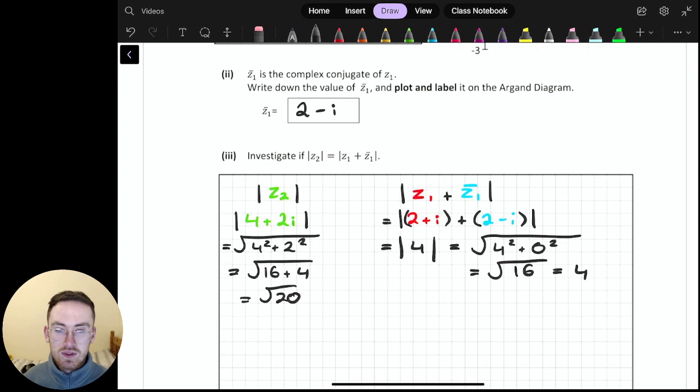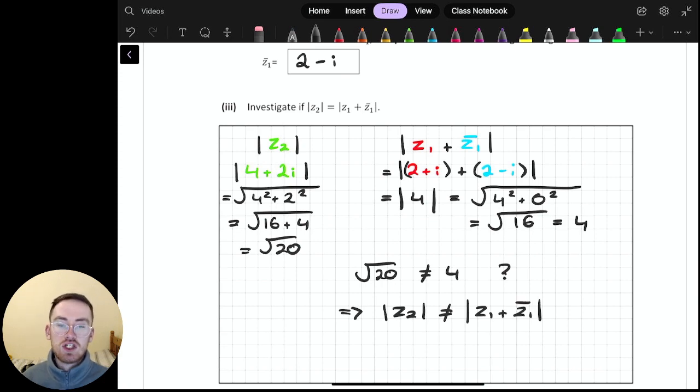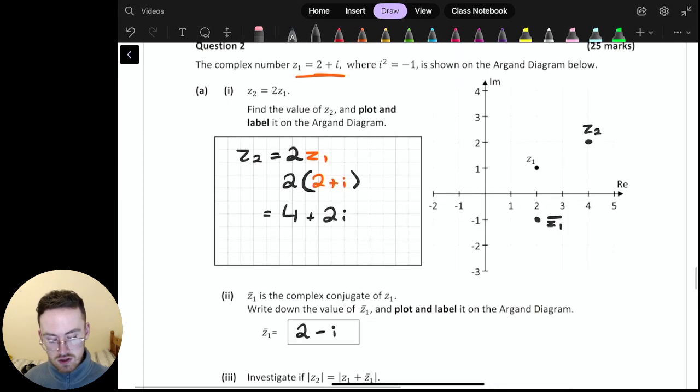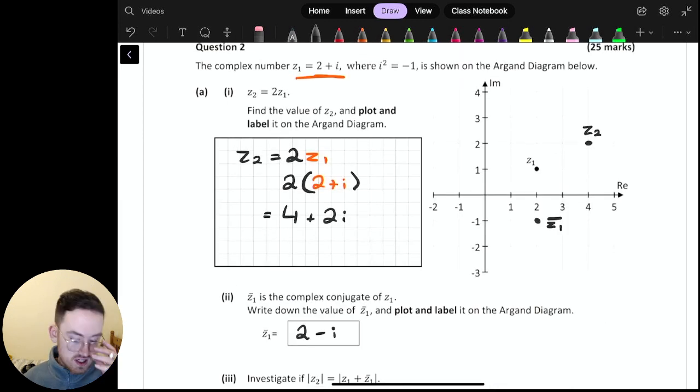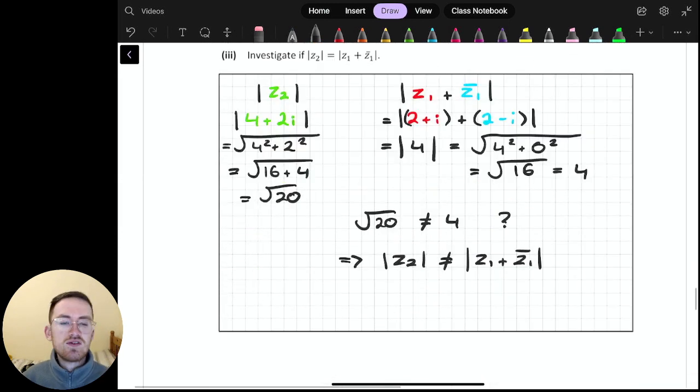So is the square root of 20 equal to 4? Obviously it's not. What that means for us is that the modulus of z2 is not equal to the modulus of z1 plus z1 conjugate. That's all we needed to do for that one, just investigate. Investigate just means work out and see, is it actually, or is it not? And it might not be. It would be different if they said prove, then that means it definitely is, but investigate means it might be, it might not. So just show me.